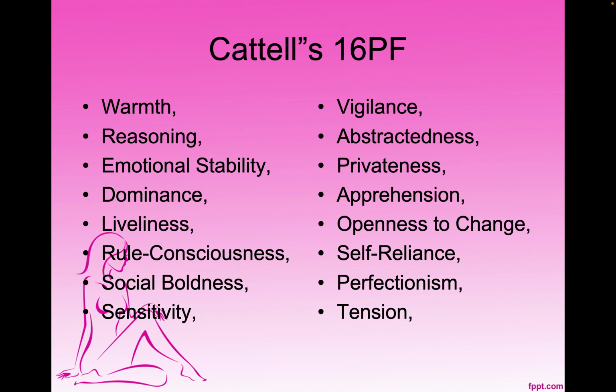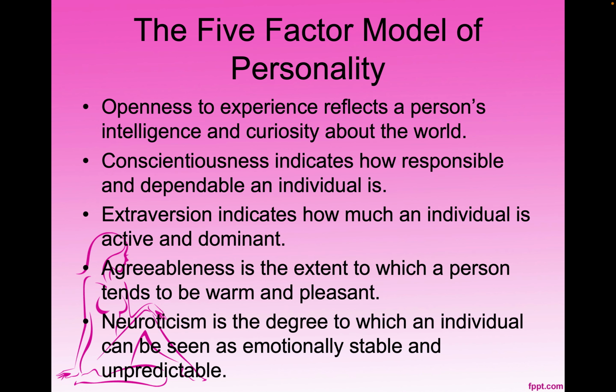And these are Cattell's 16 personality factors: warmth, reasoning, emotional stability, dominance, liveliness, rule consciousness, social boldness, sensitivity, vigilance, abstractedness, privateness, apprehension, openness to change, self-reliance, perfectionism, and tension. And these are the 5 factors that Tupes and Crystal selected.